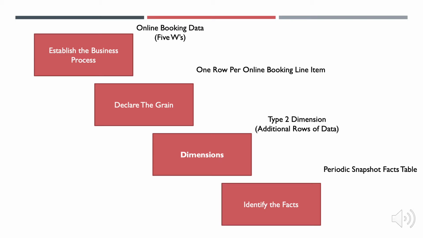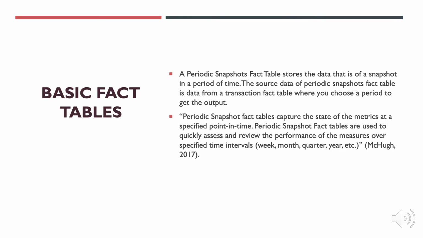Lastly, we identify the facts. So given the prospective business process, the grain and dimension, the table of facts would be a periodic snapshot facts table. A periodic snapshot facts table stores the data that is of a snapshot and period of time. The source data of a periodic snapshot facts table is data from a transactional fact table where you choose a period to get the output.